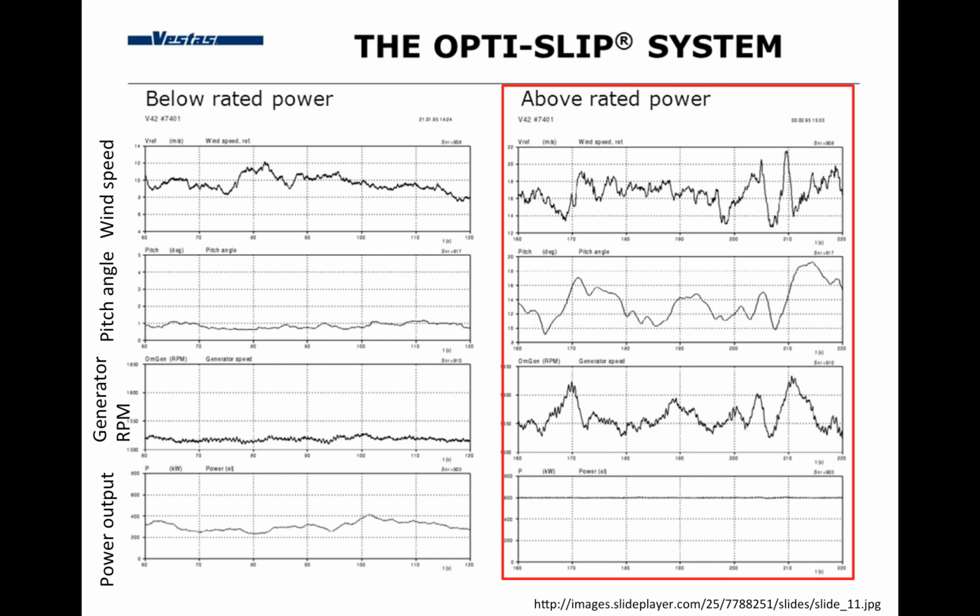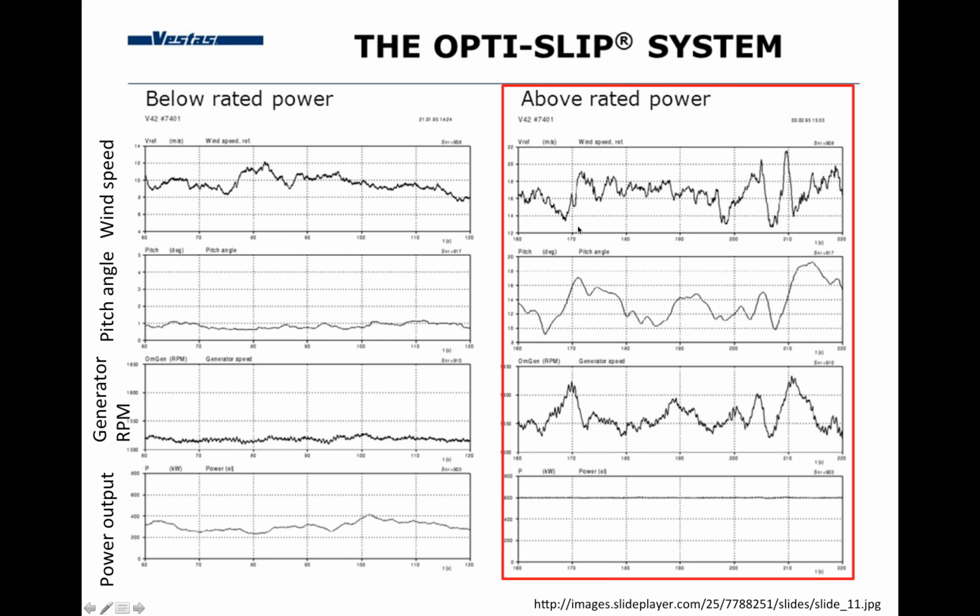There are various solutions, but the most famous one was provided by a company called Vestas, in their system called Optislip. The idea is to dissipate the excessive mechanical shaft power through electrical means, which essentially requires a variable speed generator. Above the rated wind speed, this part of the graph is for above rated wind speed.